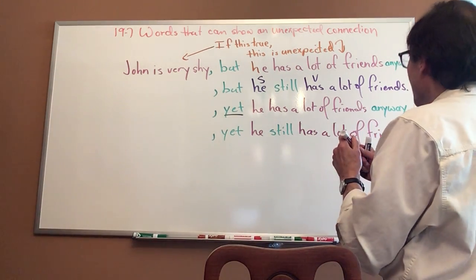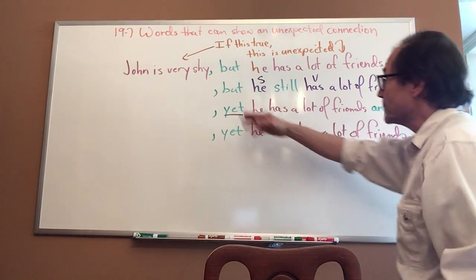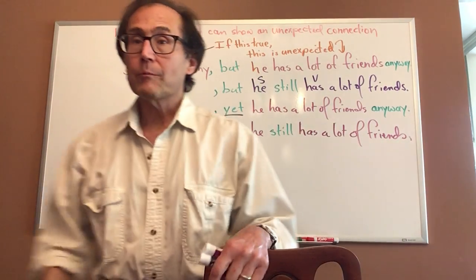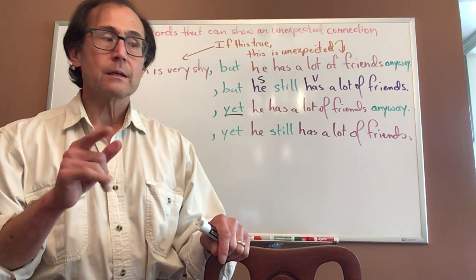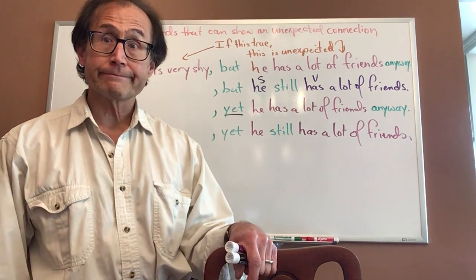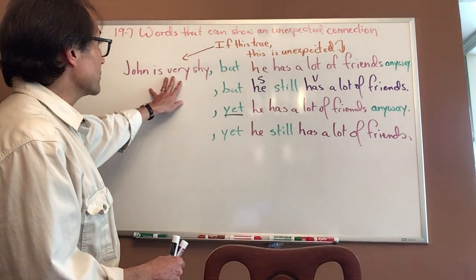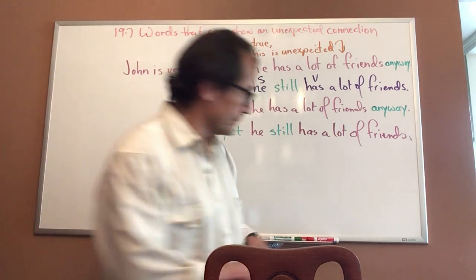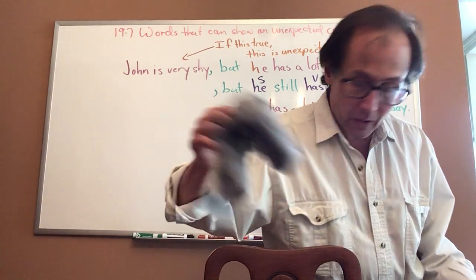So, I can use anyway and still with both but and yet. And they mean the same. But and yet mean exactly the same thing, but yet is a little more old-fashioned and it's more formal. Okay, and both of those can show if this is true, then this is unexpected. All right. Next thing.